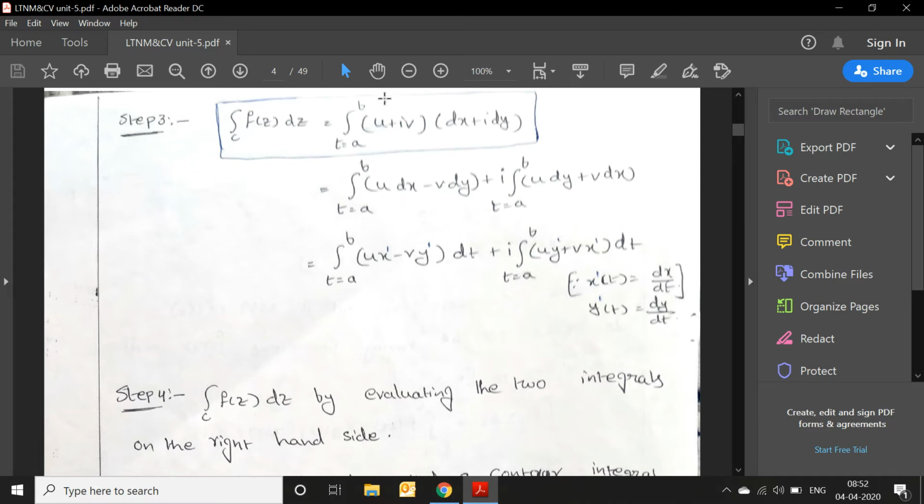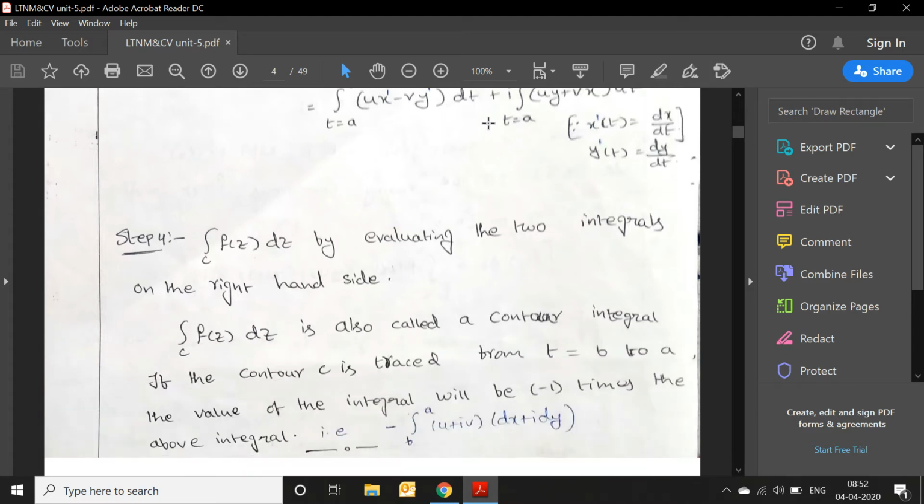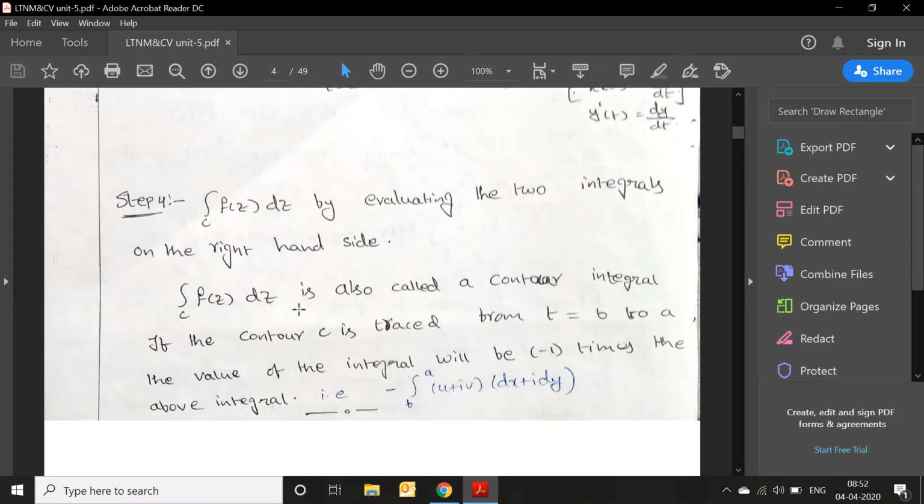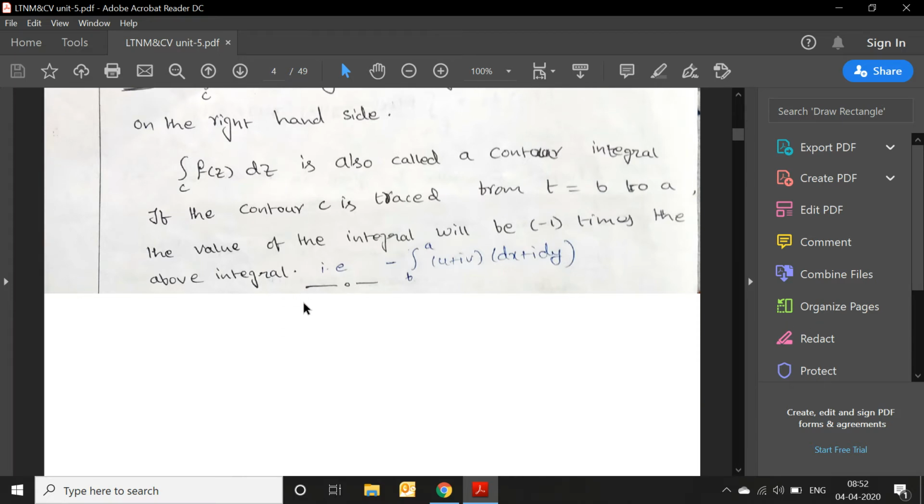Integral c f of z dz is equal to integral t equal to a to b of u plus iv into dx plus i dy. The last step is finding integral c f of z dz by evaluating the two integrals on the right hand side. Integral c f of z dz is also called a contour integral. If the contour c is traced from t equal to b to a, the value of the integral will be minus 1 times the above integral, that is, minus integral b to a of u plus iv into dx plus i dy. Now we will discuss examples on line integration.